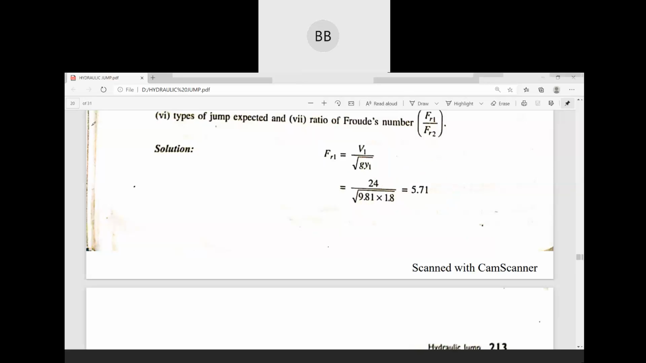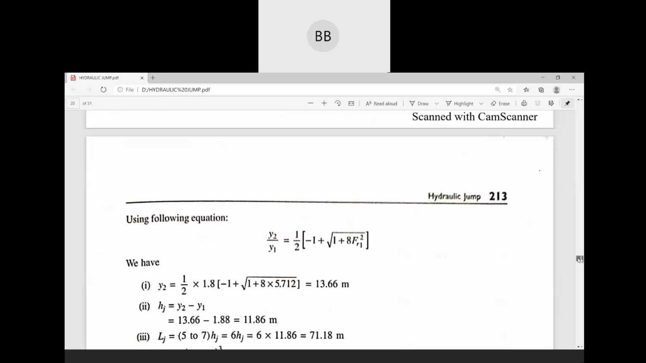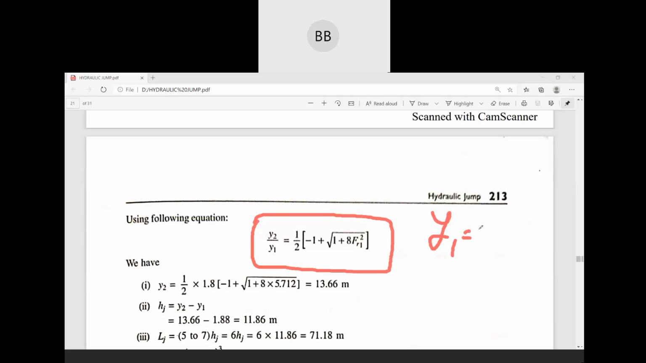So after this Fr1, we need to find out the y2 value. We are going to use this expression: y2 by y1 is equal to half, minus 1 plus root over 1 plus 8 Fr1 square. The y1 value is given, 1.8 meter, and Fr1 we have just calculated. So you use this expression and find out the y2 value. I think you will get around 13.66 meter.